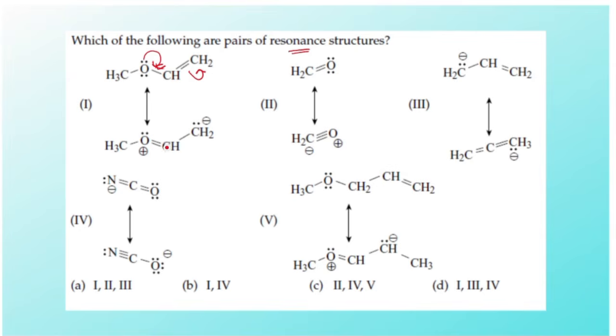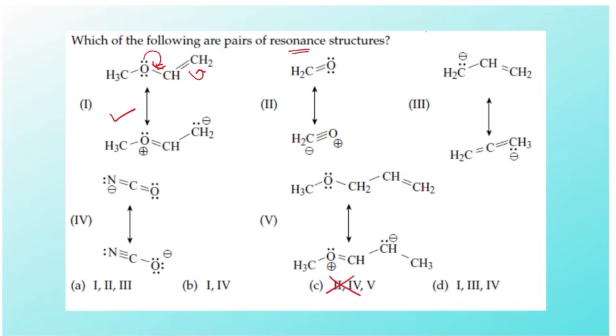So when it moves here, the double bond is formed. Since oxygen is trivalent, it will have a positive charge, and the lone pair moving to this carbon means negative charge. So this is the correct structure. And where do we have 1? In options A, B and D. So eliminate option C. Now let's verify for the second molecule.